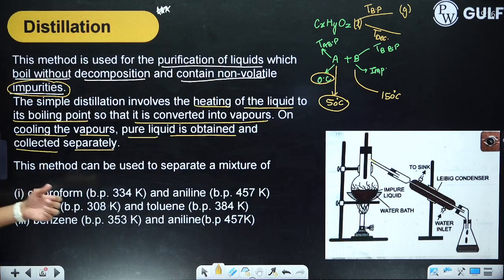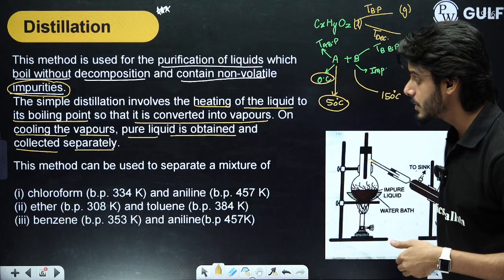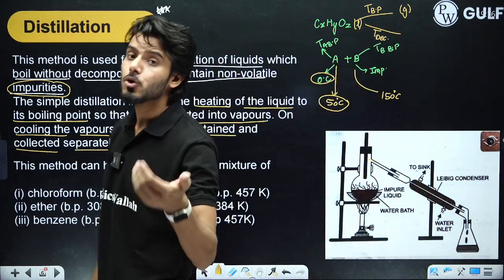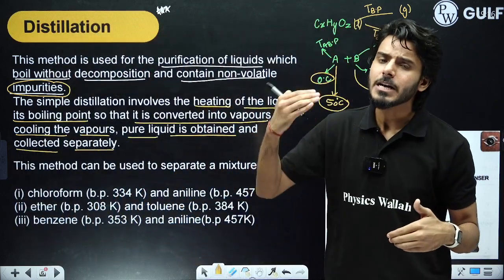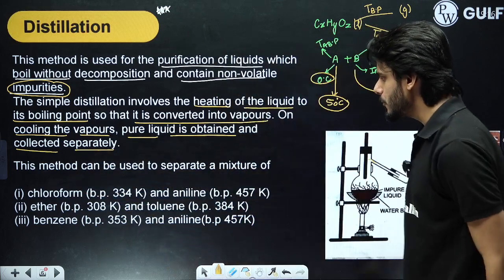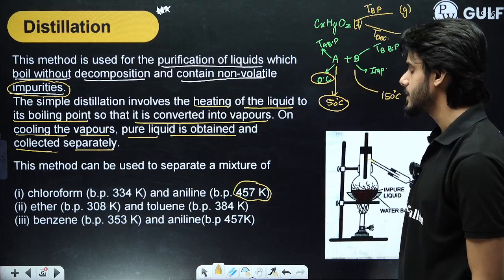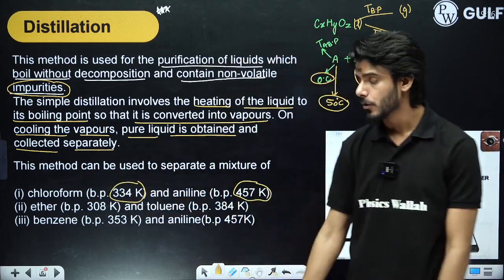For example, which organic compounds, along with impurities, can be separated with this method? Other than impurities, we can also separate two different organic compounds using this technique if they have a very high difference in their boiling points. For example, chloroform and aniline. Aniline will boil at 457 Kelvin, and chloroform will boil at 334 Kelvin. There is a huge difference.